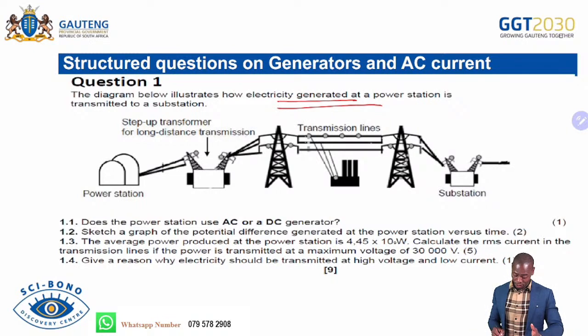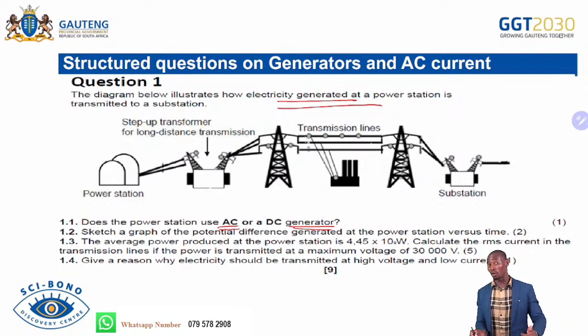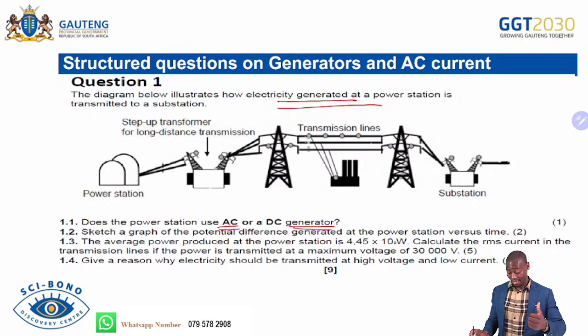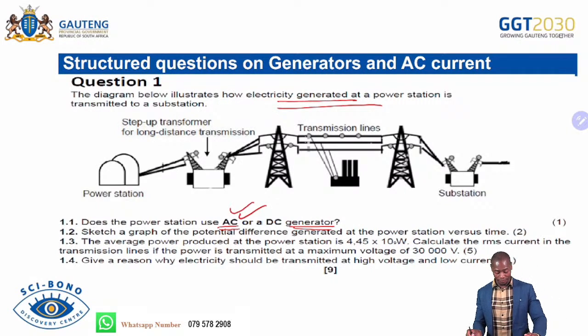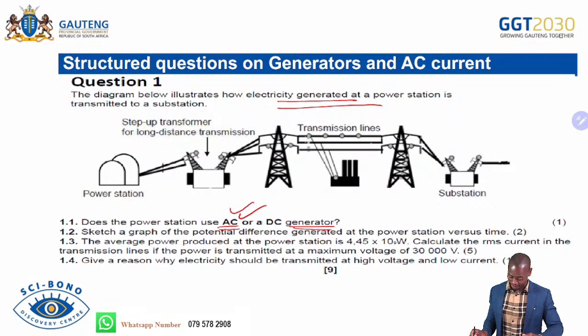Does the power station use an AC or DC generator? Learners, you must know that power stations use an AC generator, because it's cheaper to produce AC. Again, AC voltage can be stepped up or down. That is why at power stations they use AC rather than a DC generator. Then sketch a graph of potential difference generated at the power station versus time.